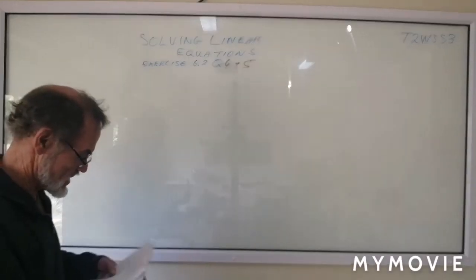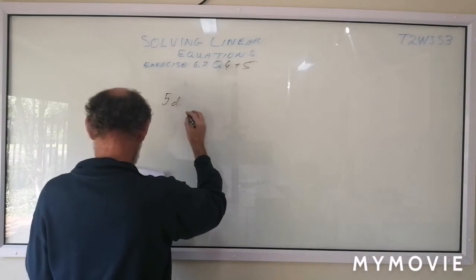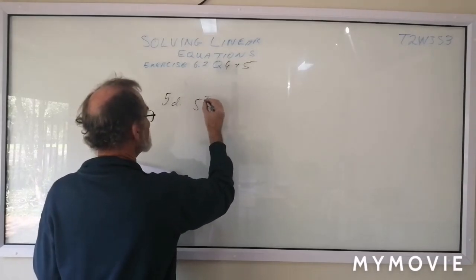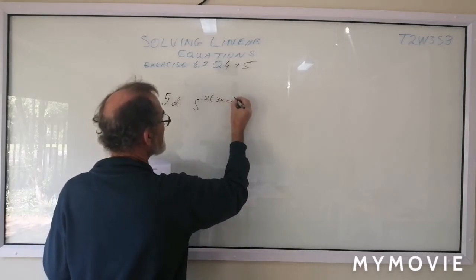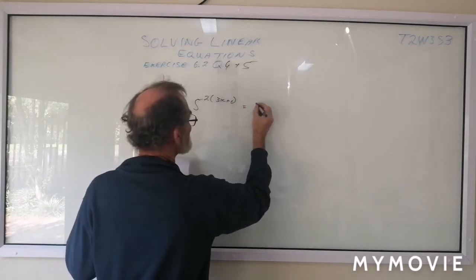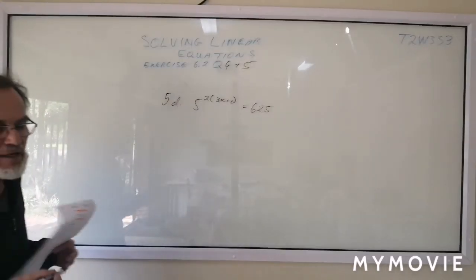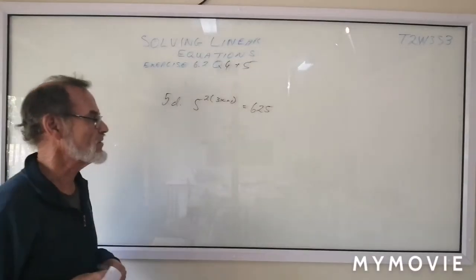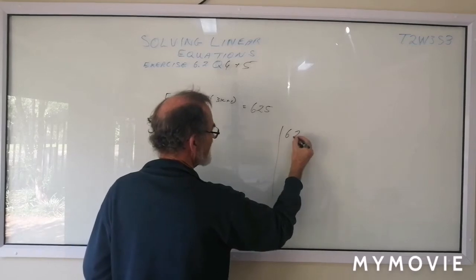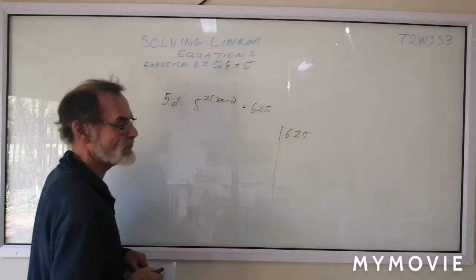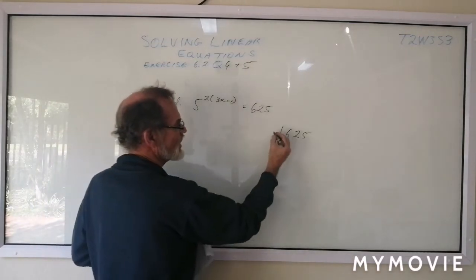There was 5c, now we do 5d. 5 to the power of 2(3x plus 1) equals 625. Okay? So, what is 625? I don't know, but I want to find out. So all I do is I start dividing so that I can break 625 up into its prime factors. So I know I can divide by 5.